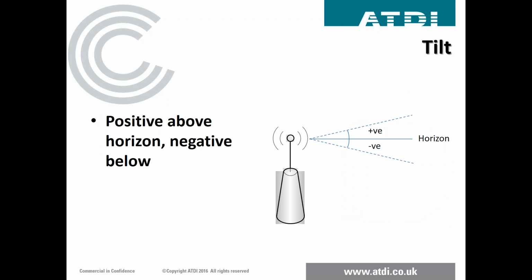The other thing to alert you to is that the convention used is positive above the horizon, negative below. So if you're specifying a down tilt, then you need a value in here that's negative. So 10 degrees down tilt is a -10 in terms of being able to input within the tool. Okay, so let me just show you where you can set those.